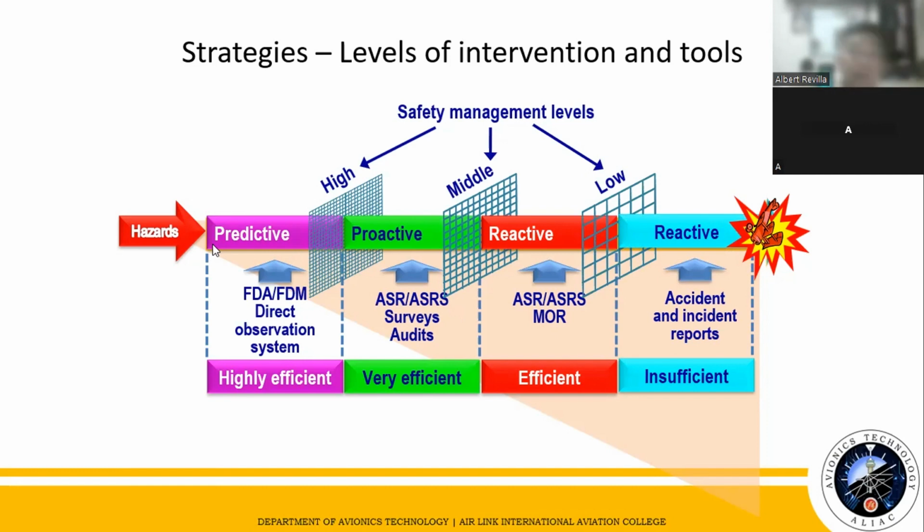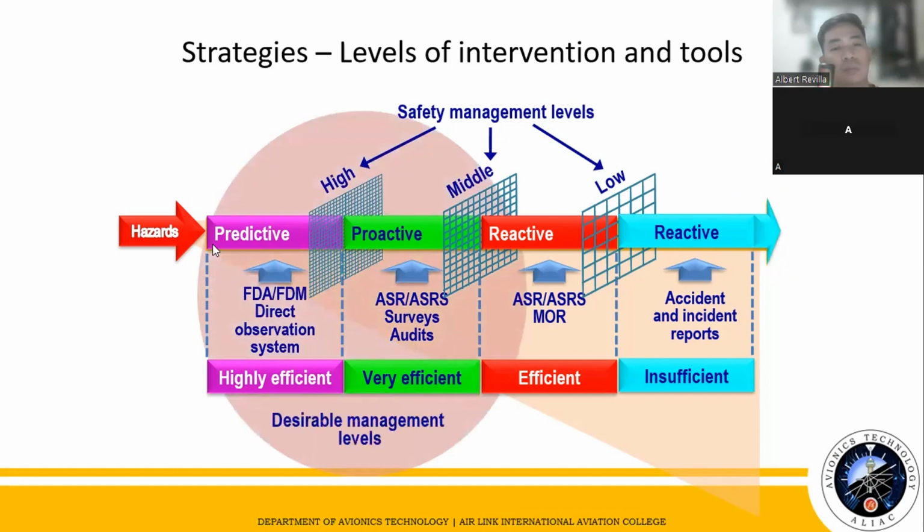Another thing is the reactive, wherein there was already an accident and incident report. So, there are two kinds of reactive. If you notice, the most desirable management level when it comes to strategic plan is that you should always stay in proactive and predictive. That is still tolerable. But once you get to reactive and an incident or accident has happened, you need to improve your safety management or have an immediate re-evaluation. Why did that incident or accident happen?